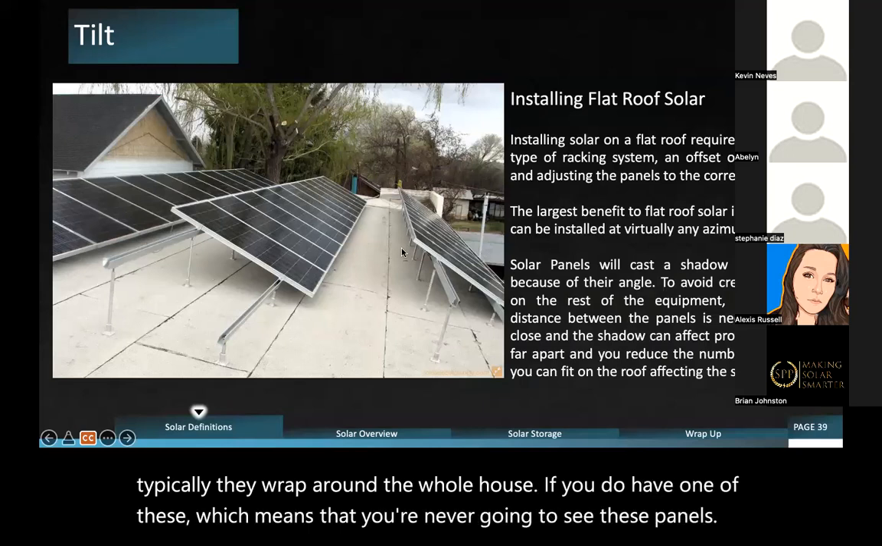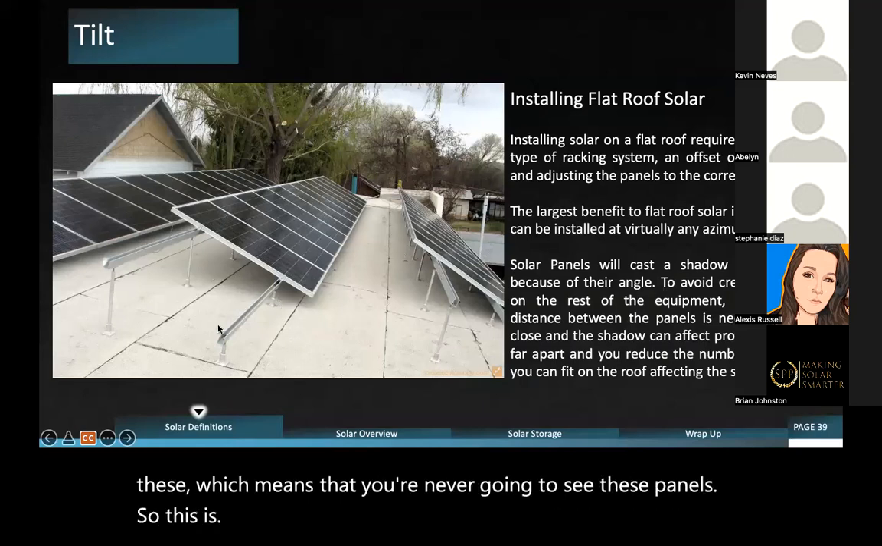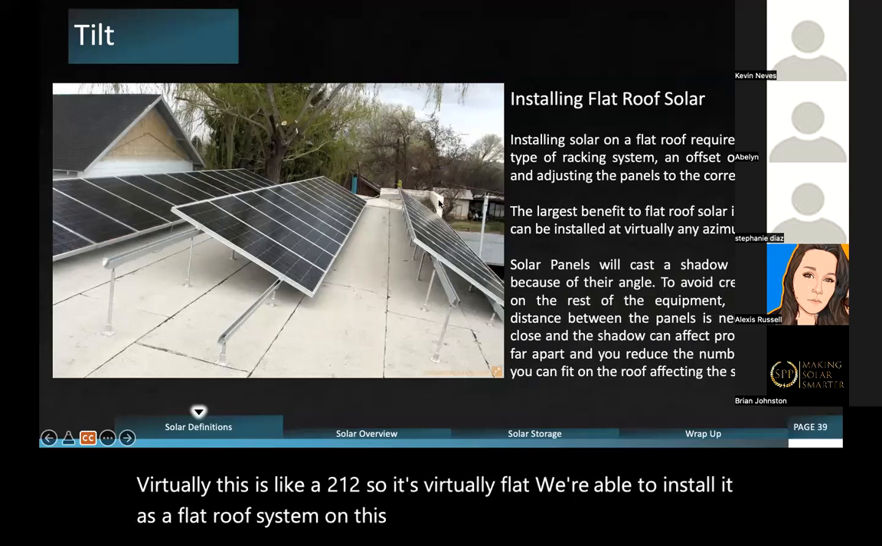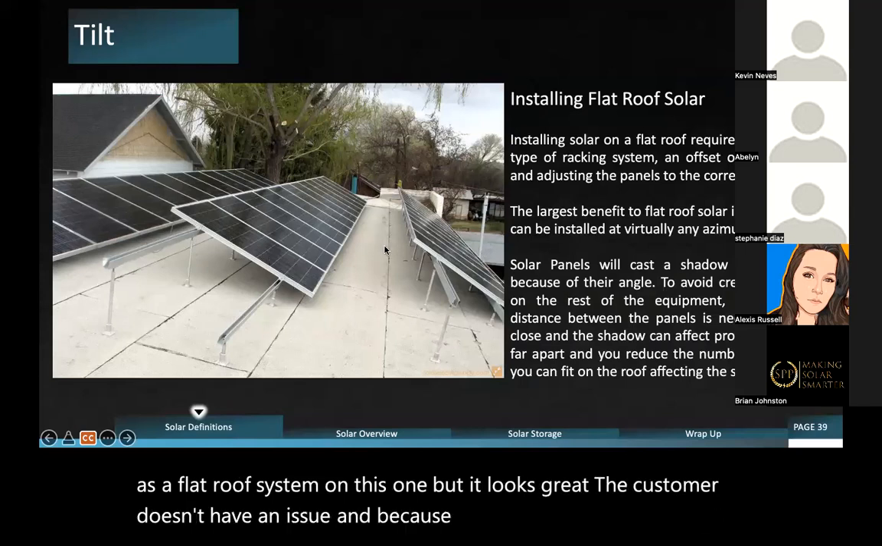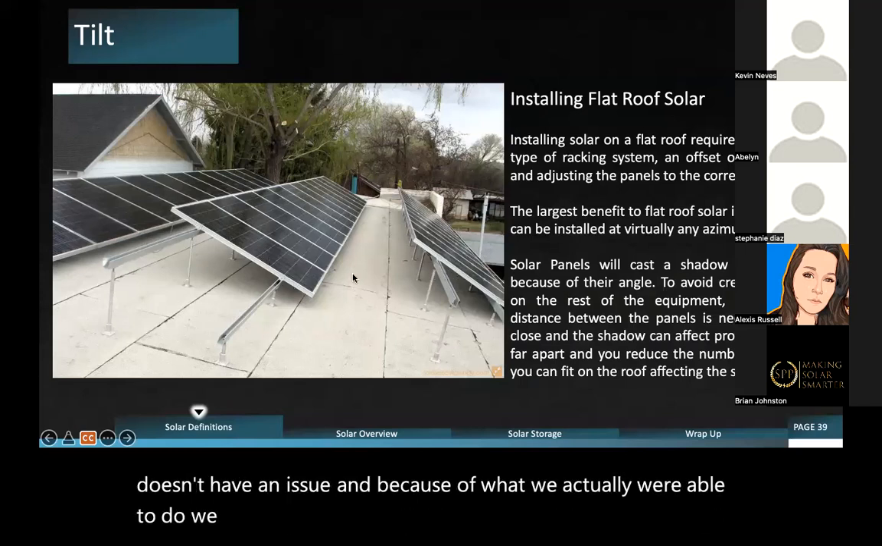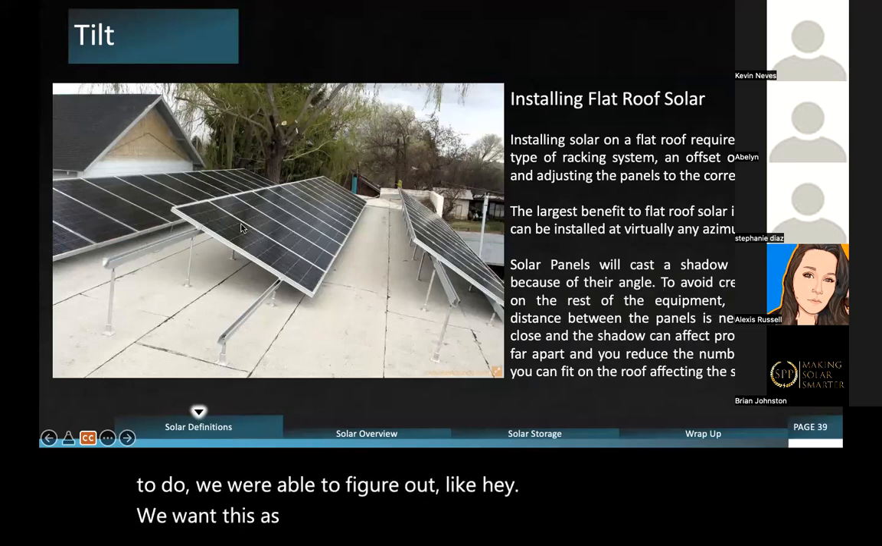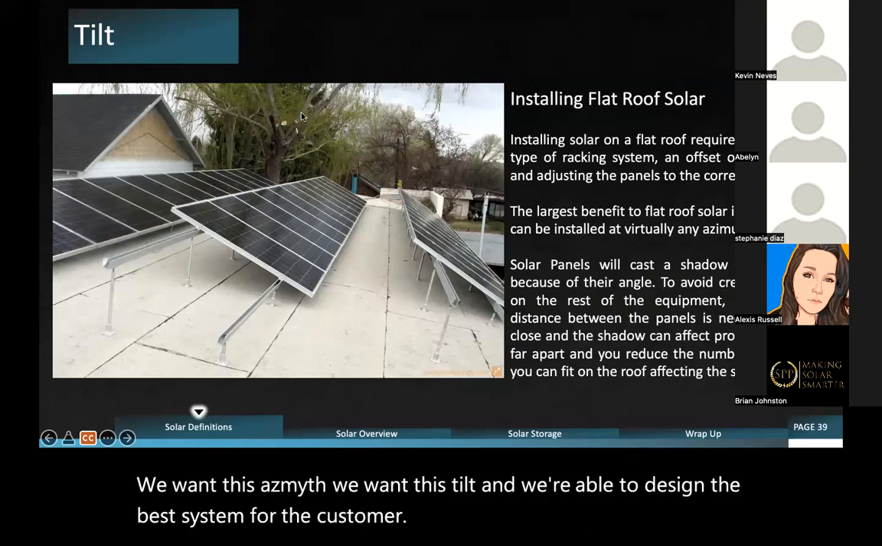So this is like a 2/12, so it's virtually flat. We're able to install it as a flat roof system on this one, and it looks great. The customer doesn't have an issue. And because of what we actually were able to do, we were able to figure out, hey, we want this azimuth, we want this tilt, and we were able to design the best system for the customer. You can probably see some chopping back there.